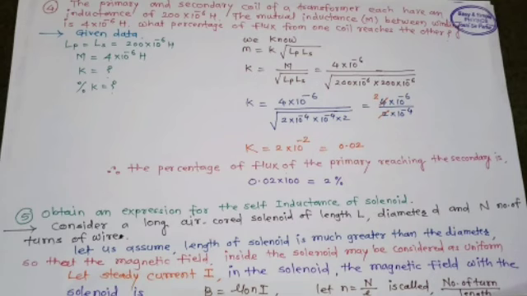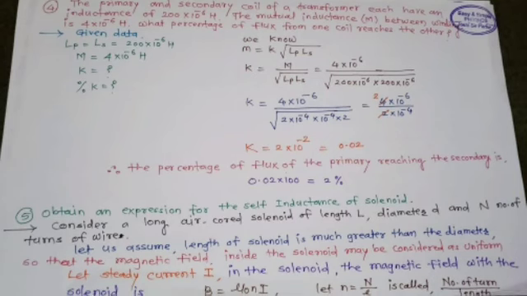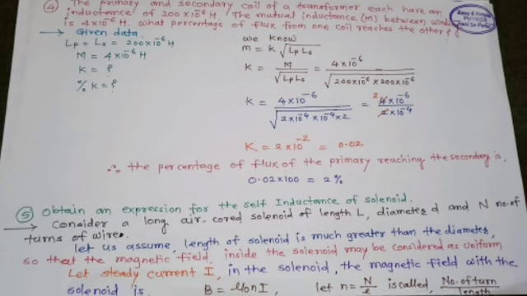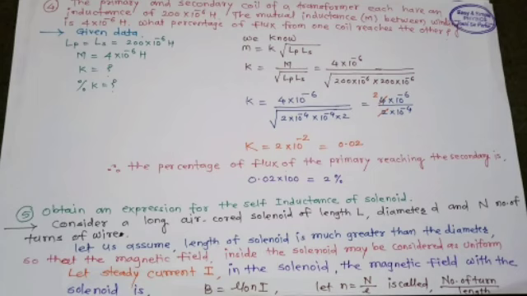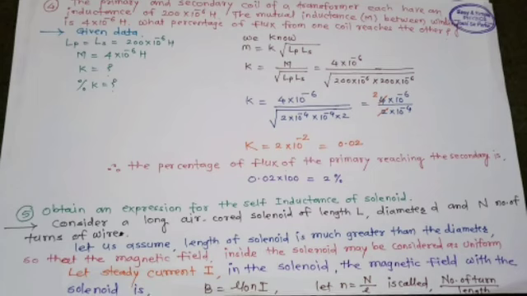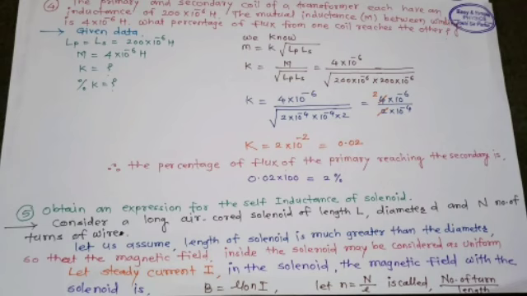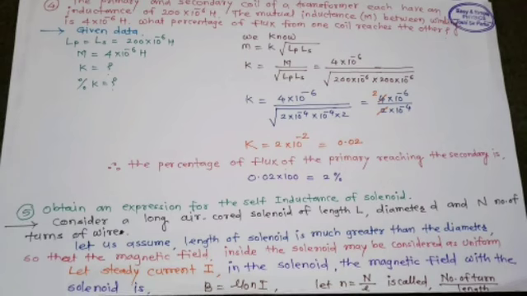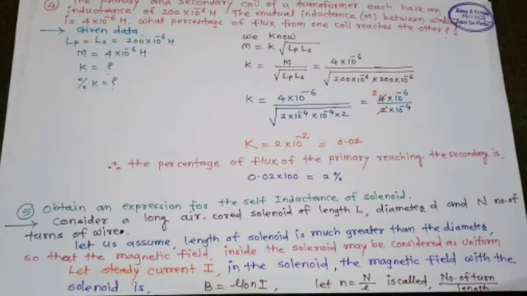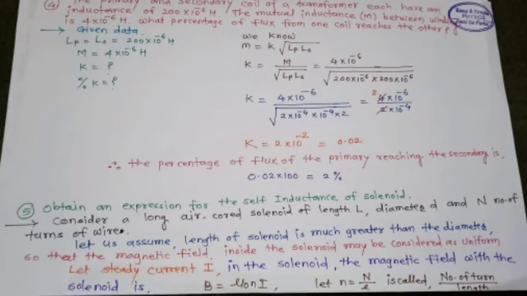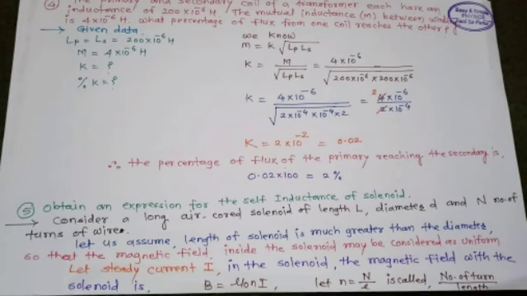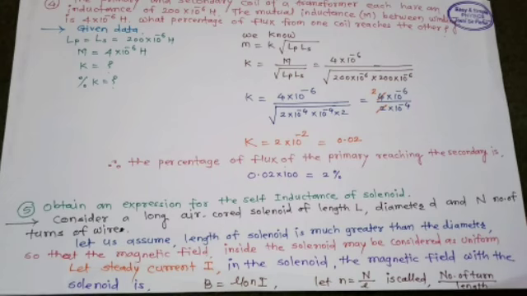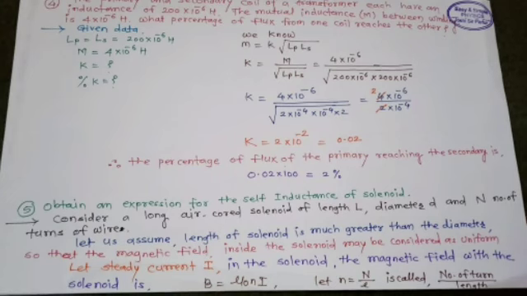Question number 5. Obtain an expression for the self-inductance of a solenoid. Consider a long air-cored solenoid of length L, diameter D, and capital N number of turns of wire. Let us assume the length of the solenoid is much greater than the diameter, so that the magnetic field inside the solenoid may be considered as uniform.